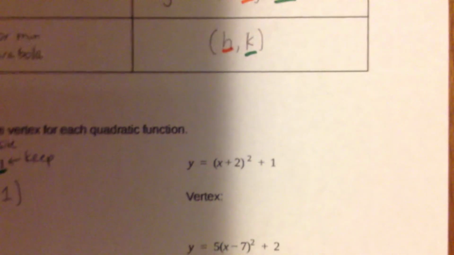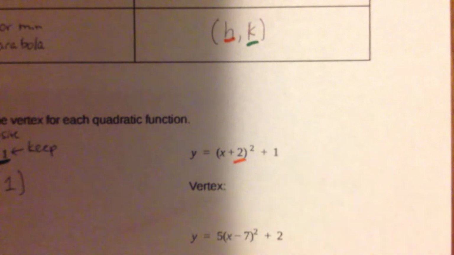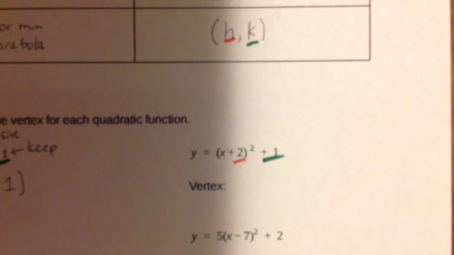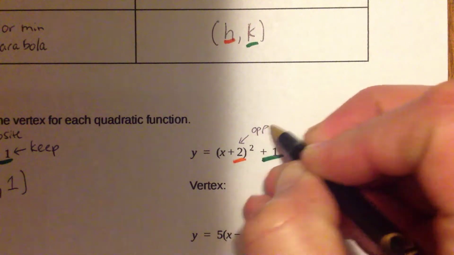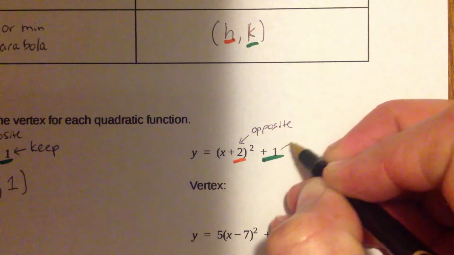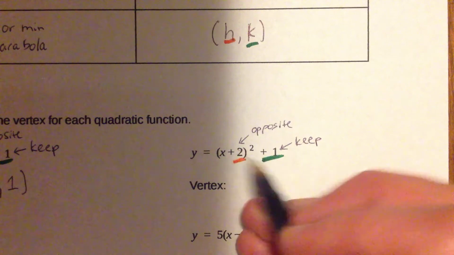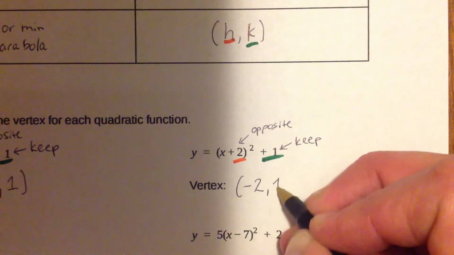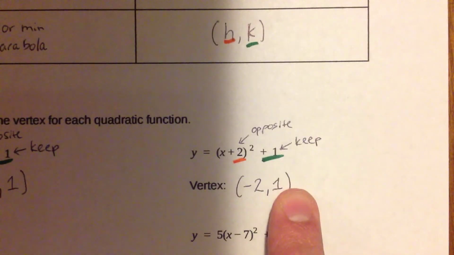In the next equation, we have the quantity x plus 2 squared plus 1. We have 2 as our h, and 1 is our k. So again, I told you we do the opposite of this, and we're going to keep this number. So the opposite of positive 2 is negative 2. And we keep the positive 1 just as it is. So my vertex of this graph would be negative 2, 1.